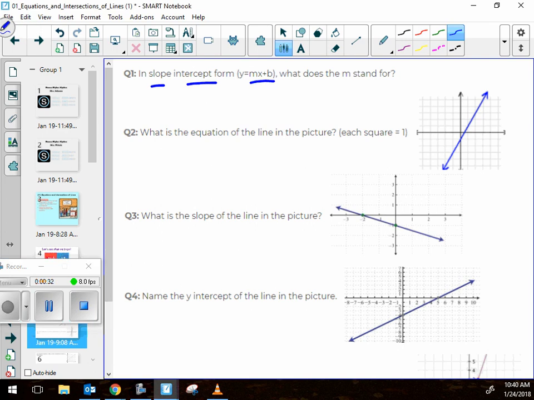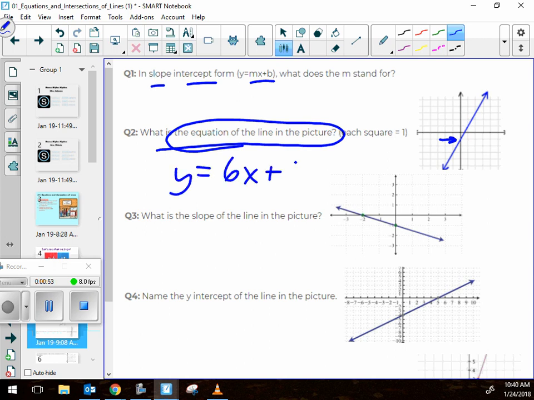Slope-intercept form is that form. What does the M stand for? Slope. Very good. What is the equation of the line in the picture? Well, it's got a y-intercept, and I can tell by looking at it what the slope is. Would you please figure out the equation of that line? Hint, you probably want to write it like this, except it's not a 6 for a slope, and it's not a y-intercept of 4.